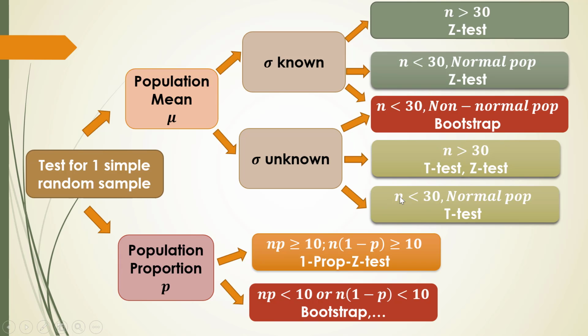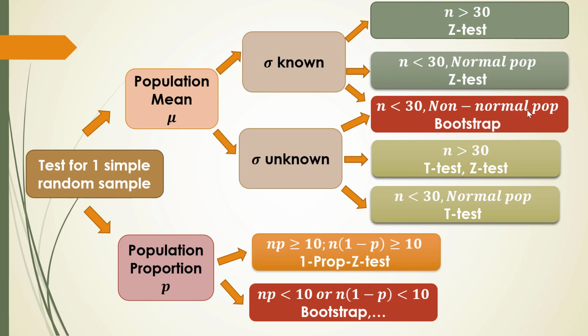If the sample size is less than 30 and the population is approximately normal, we use t-test. If the sample size is less than 30 and the population is not approximately normal, then we need to use a different method, and bootstrap is one of the methods that I think would work fine for this situation.